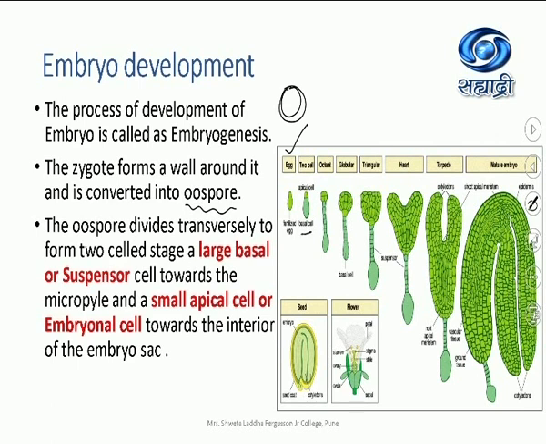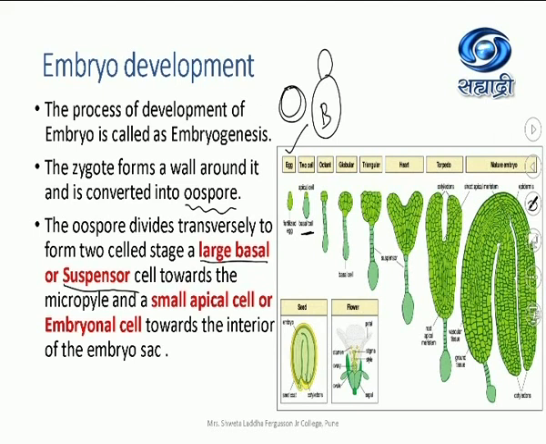The oospore now divides transversely to form a two-cell stage. Look at this picture. You can see the two-cell stage. The upper cell is the apical cell. The lower cell you can see is the basal cell. The larger basal cell is called the suspensor cell. The upper cell is small, and the larger cell is at the bottom. This basal one is called the basal or suspensor cell, towards the micropyle.